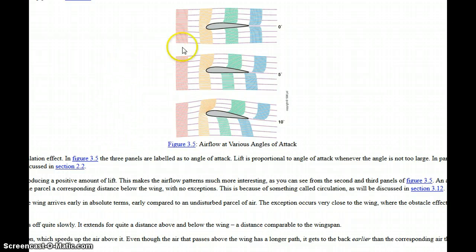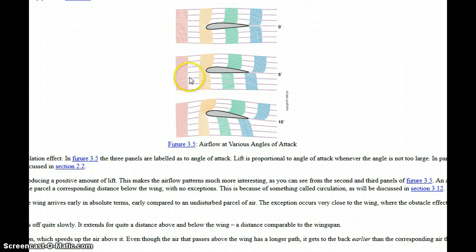Now what we see here is at 0 degrees, we'll call that zero angle of attack. It's in level flight right now. The air flowing on top of it is giving it just enough lift to stay in flight, and the air on the bottom is going at the same speed as it hits, so it is not climbing at all.